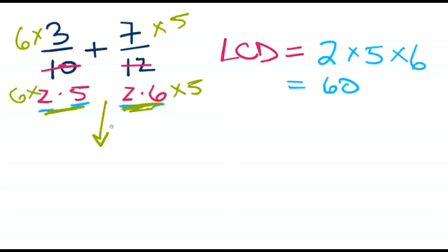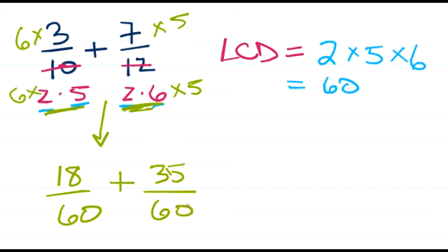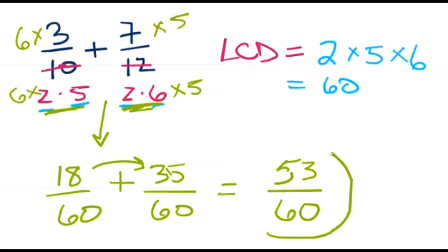And now we rewrite the problem, and we have 6 times 3, which is 18 over our LCD, which is 60, plus 7 times 5, which is 35 over our LCD, which is 60. And remember what you do is you add the top numbers. So 18 plus 35, and that's 53. So we write 53 over, and we only take one of the bottom numbers. So 53 over 60, and that is our answer.